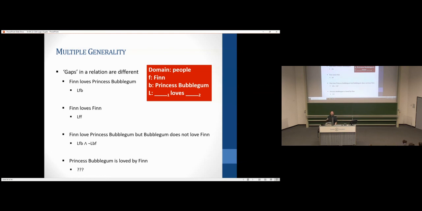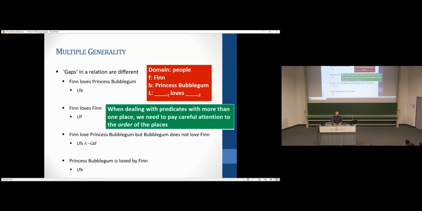Do we kind of see that? Again, we'll talk more about this in the tutorials, but I want to hit it with you first. Okay, so let's think about our last one. Princess Bubblegum's loved by Finn. LFB, right? It's just another way to say the same one at the top. Now, why does this matter? Here's something fun. When dealing with predicates with more than one place, we've got to be careful with the order that we fill them in.